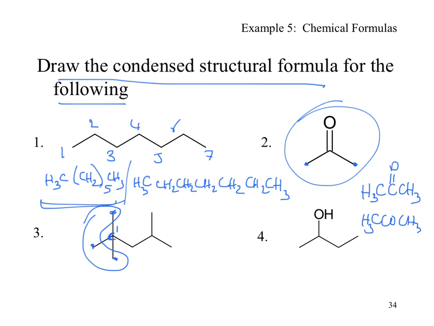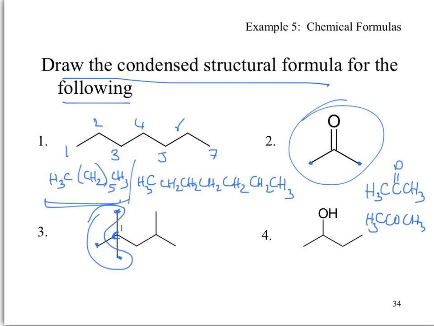So 1, 2, 3, and then these 2 can be treated similar. So you will say it's a carbon on which you have 3 different methyls, and then there is a CH2, and then there is another carbon on which you have a hydrogen, because this was going to be hydrogen, and then 2 methyl groups.